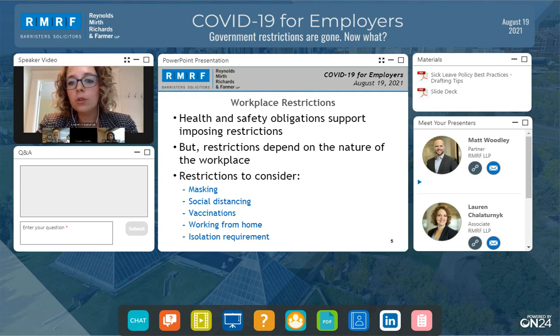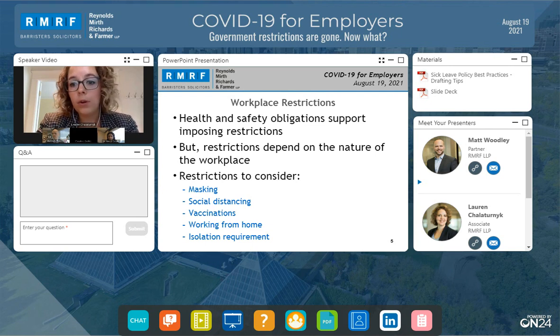So the restrictions, like we said, largely will remain the same if they're necessary. It's things like masking, social distancing, vaccinations where appropriate, working from home. I think one of the significant ones now, because it's no longer or will no longer be provincially mandated, is that if it makes sense in your workplace, you can require that employees stay home when sick with any symptoms, any respiratory symptoms. And again, that may be up to you as an employer to set out what those symptoms are and the policy and procedure that you want in place for isolation.